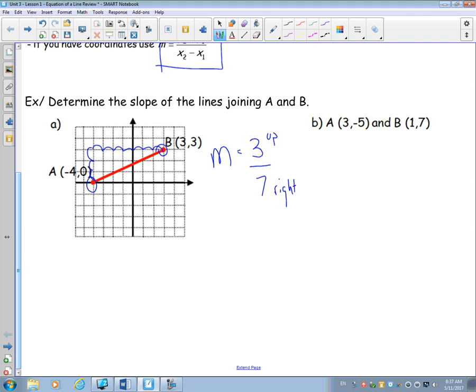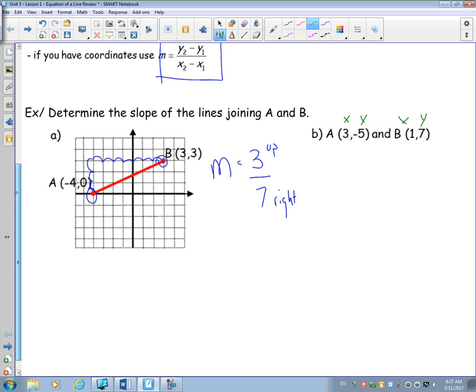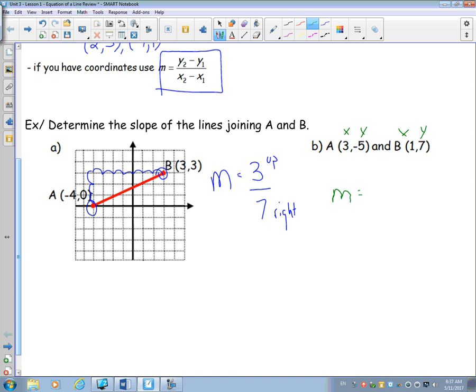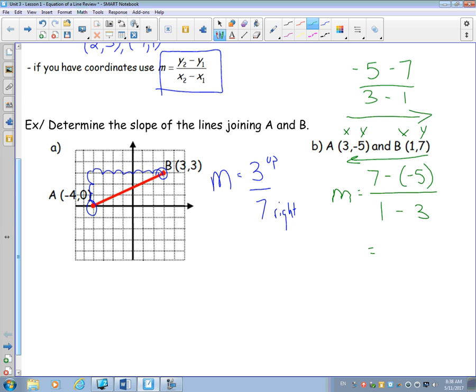If I don't have a picture, however, and just have coordinates, I don't feel like drawing it, I can do the math the same way, but I need to use that second formula. So my slope here would be y2, which is 7, minus y1, be careful there's a minus sign and a negative sign, over x2 minus x1. Now, if you had chosen to do the other order, you could have done -5 minus 7 and 3 minus 1. Order doesn't matter as long as you're consistent. You either work this direction or you work this direction. I'm going to use the bottom one here.